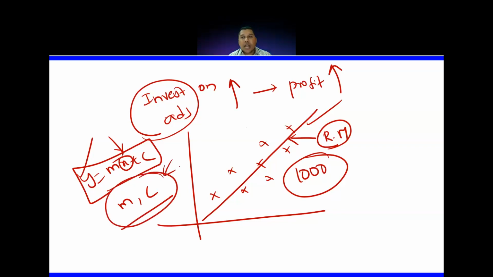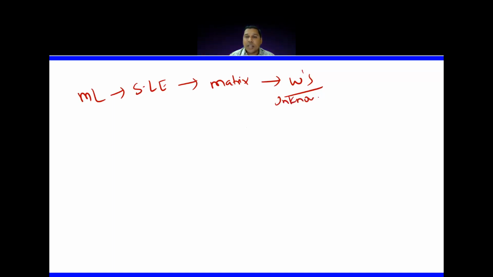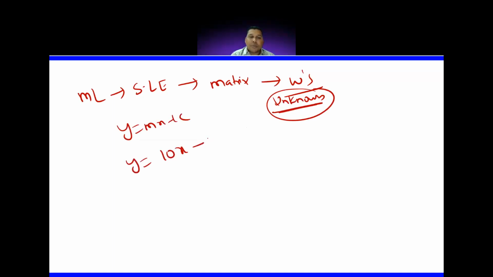How can we find out these values? I think during solving systems of linear equations, we have studied this. We have seen how ML data is converted to a system of linear equations, which is converted to a matrix, which we then solve using the Gaussian elimination method and find out the values of the w's, the values of the unknowns. Using these unknowns, you get an equation y equal to mx plus c. A simple example can be like this: y equal to 10x minus 3.5. So this is your regression equation.